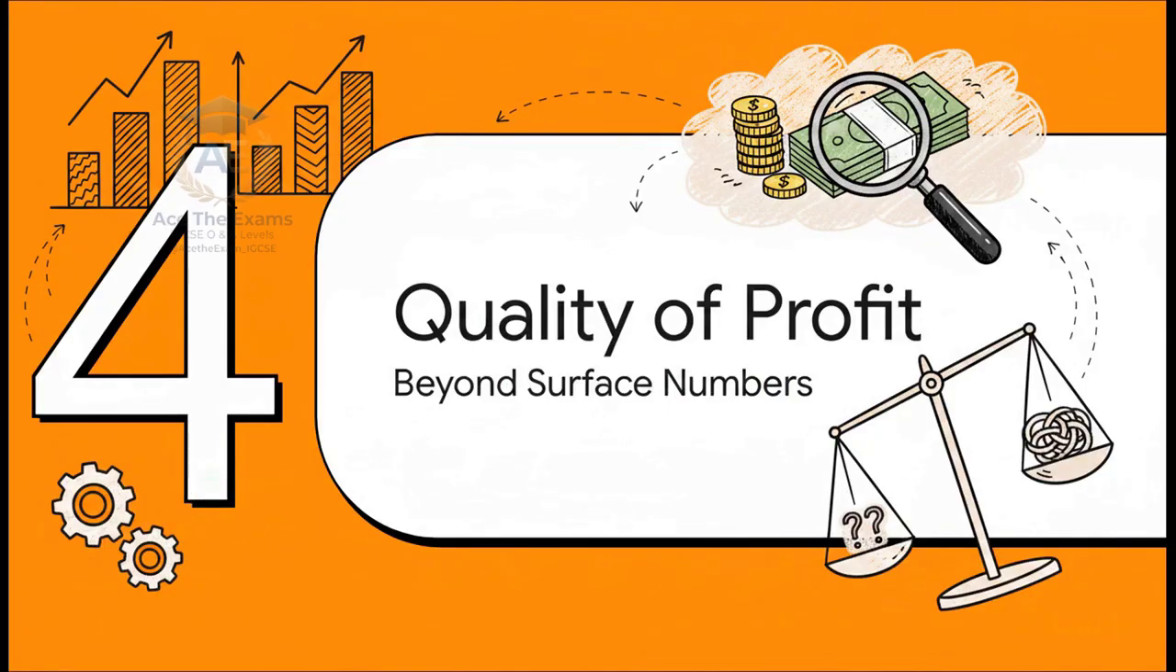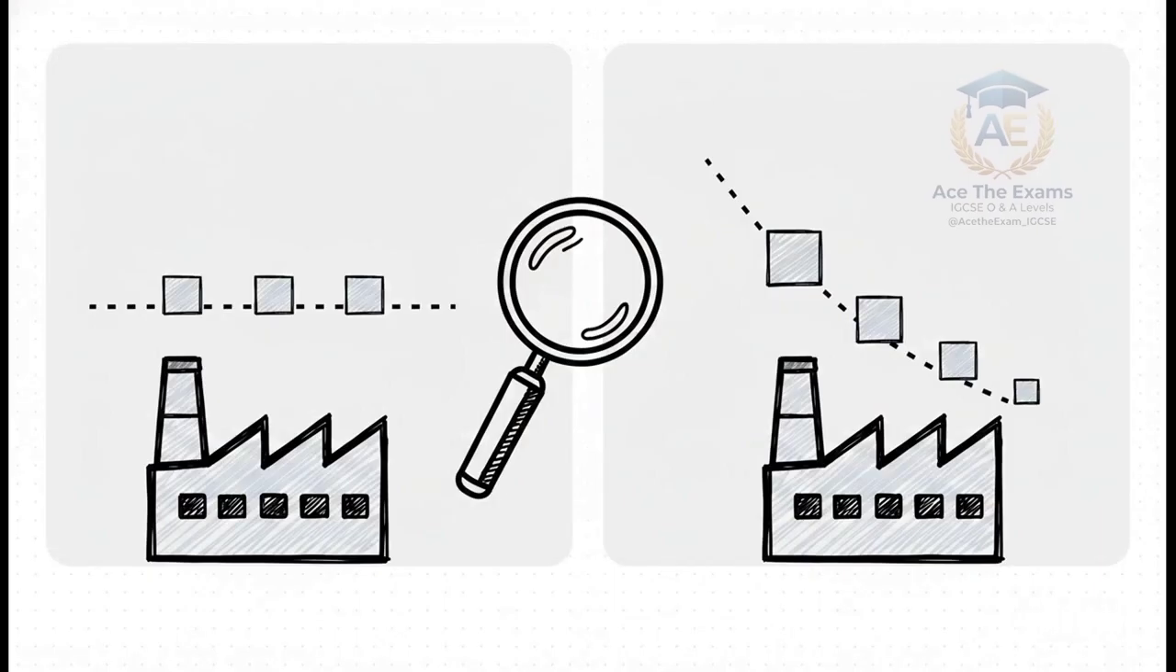Next up is Section 4, the quality of profit, beyond the surface numbers. Two completely identical businesses could show entirely different profit figures just because they apply different internal accounting policies. For example, one might use straight-line depreciation to spread the cost evenly, while the competitor uses the reducing balance method to front-load the expense. Because of variations like this, you really have to look deeper. You need to assess the true quality of their profit and understand that the bottom line on an income statement is massively influenced by internal policy choices, not just operational success.